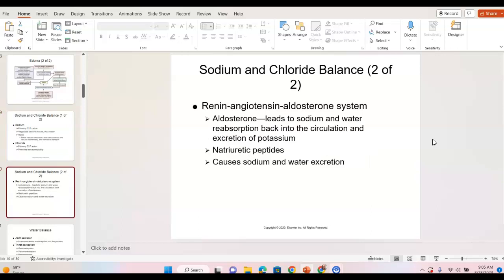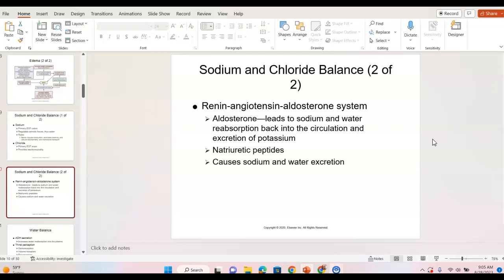Okay. Now, we have different ways that we can balance sodium and chloride. We have the renin, angiotensin, aldosterone system. Probably sounds a little familiar from A&P. So this actually will start in your kidneys, okay? And we'll go into it in depth in the kidneys.